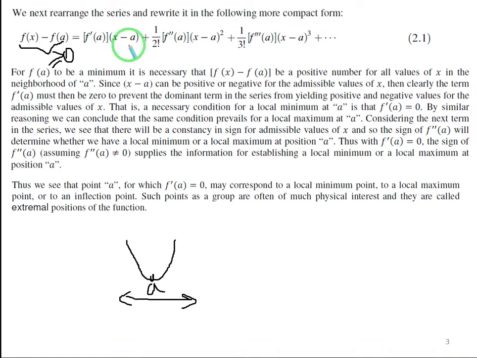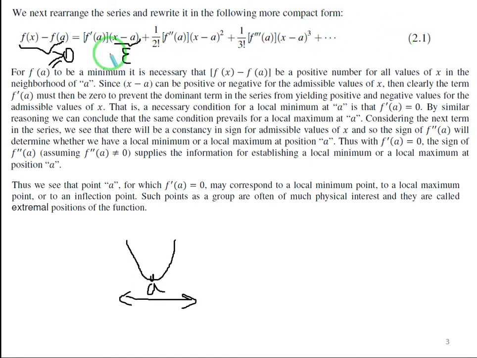Now let's look at the terms of the right-hand side of this equation. If x minus a is a small number, or x is close enough to the point A, we can say x minus a is a very, very small number. We name it epsilon. If x minus a is epsilon, then (x minus a) squared is epsilon squared, and this term is epsilon cubed, and so on.